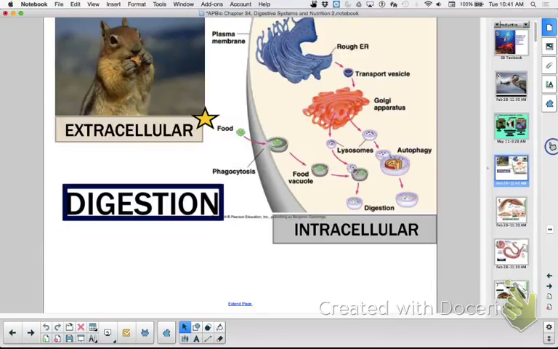All right, so you already had the EdPuzzle that you did, so you should have already talked about or have some notes on extracellular and intracellular digestion. Yes? Okay, which one is more advanced? Extracellular. Okay, doing your digestion elsewhere, getting it down into small monomers.